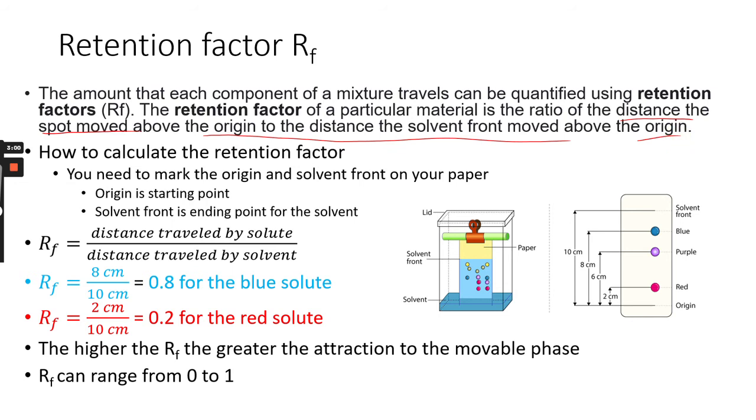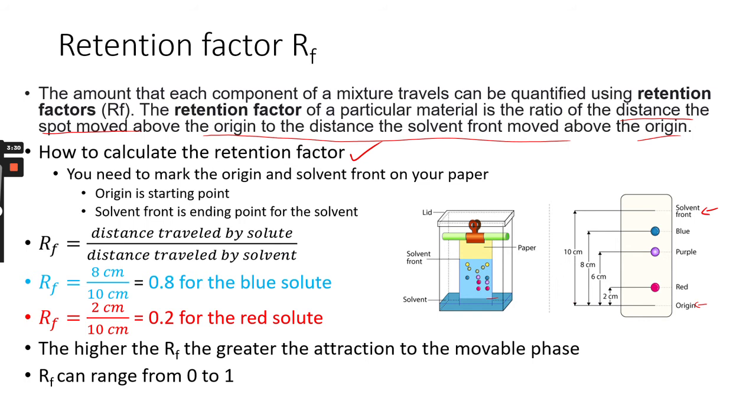So how do we calculate this retention factor? First, you need to mark your origin. I said the origin is where you're starting. So this would be the origin right here. Then at the end, you have to mark where the solvent stopped. That would be your solvent front. And you calculate RF by taking the distance traveled by your solute, which would be your dot in this case, divided by the distance traveled by the solvent. The solvent distance should always be the largest number.